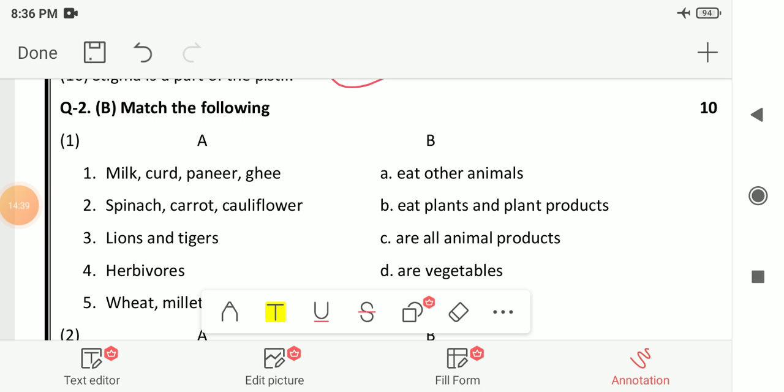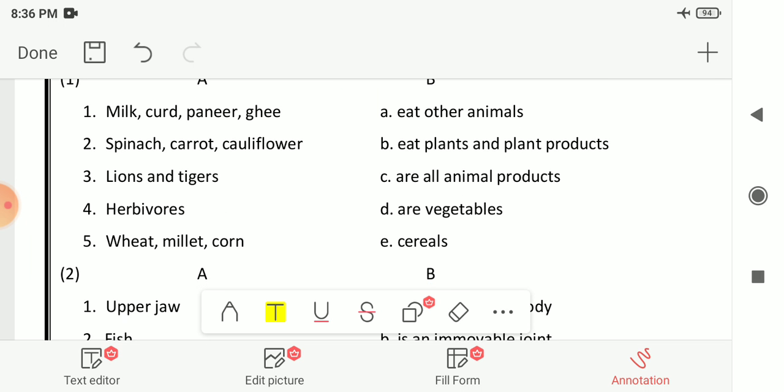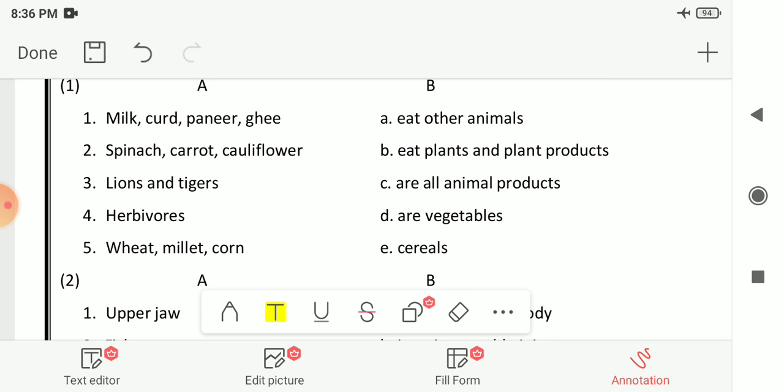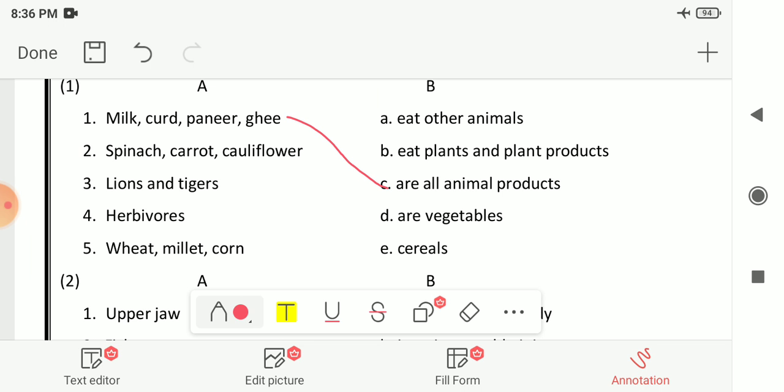Now next is question number 2b. This one is the match the following. In that, first is milk, curd, paneer and ghee. So with that your answer is option C, these are all animal products. Next is spinach, carrot and cauliflower. So your answer is option D. These are the vegetables.